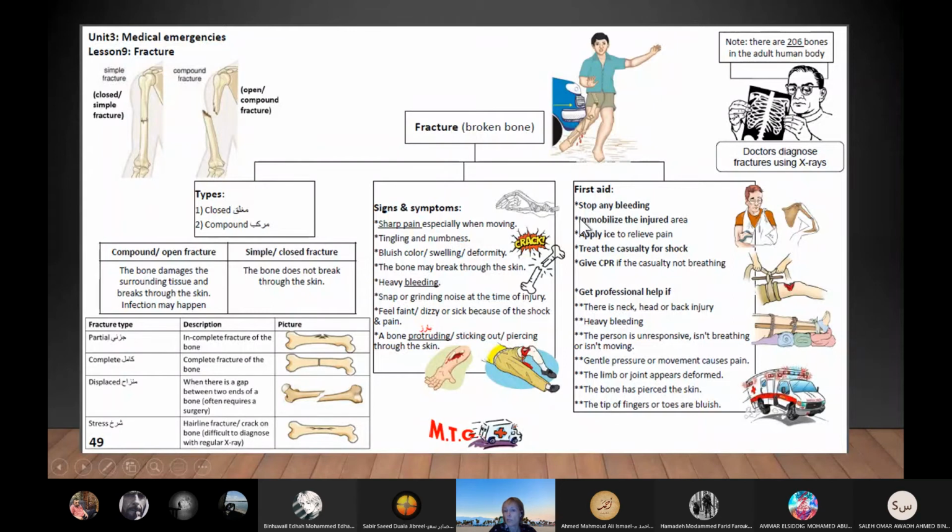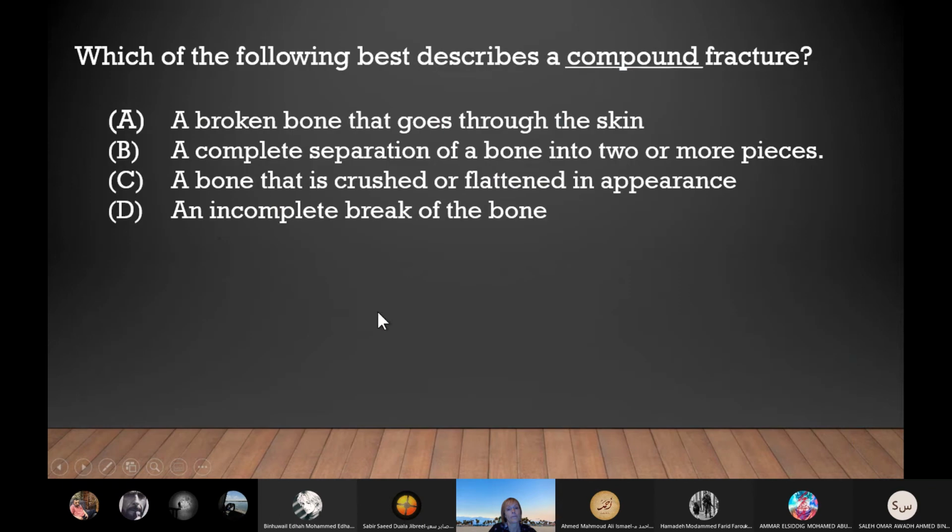So very important when we provide first aid to immobilize the area, stop any bleeding, and apply ice, obviously not directly on, but with a towel or some kind of fabric around the ice, just to help relieve pain, but not directly on the wound. And then help cover them up if they're in shock.